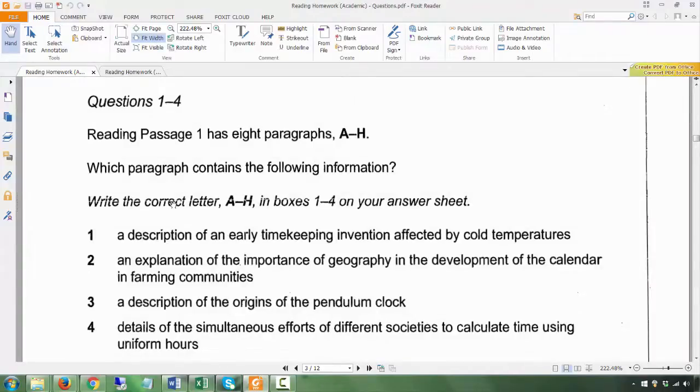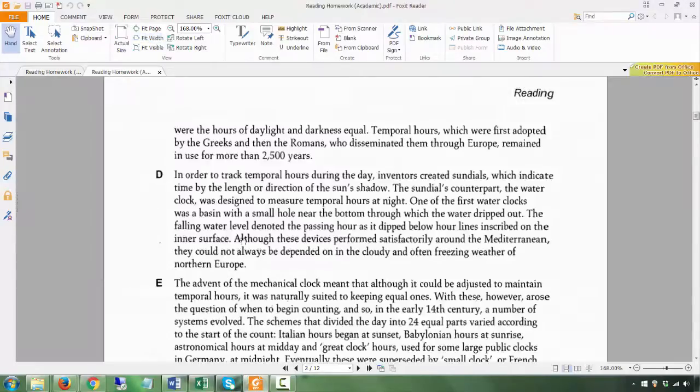A description of an early timekeeping invention affected by cold temperatures. Some of the keywords here, basically affected by cold temperatures, is definitely something that's key. You don't expect the phrase cold temperatures to be in the passage. There are many ways of describing that something is affected by cold temperatures, all right? And basically this answer is here.